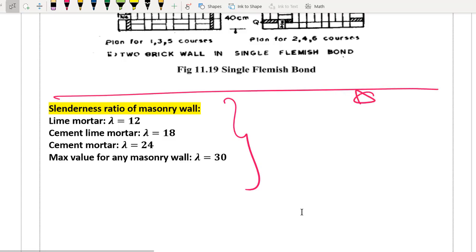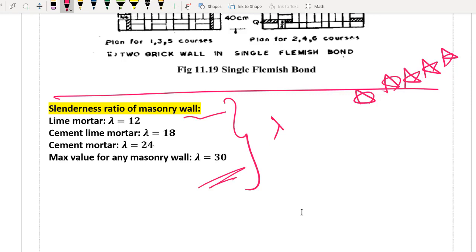Very important, this is a bit which is must and should in SSC JE. The things which I have taught might not appear in examination for SSC JE, but यहाँ से क्वेश्चन बहुत पूछा जाता है. Slenderness ratio, which is length by least radius of gyration. So basically for lime mortar if you are using it will be 12. Okay, याद रख लेना, very important thing है. For your cement lime mortar obviously it will be 18. For your cement mortar it should be 24.